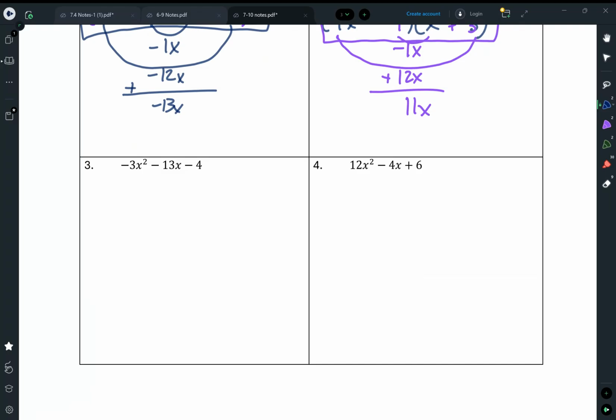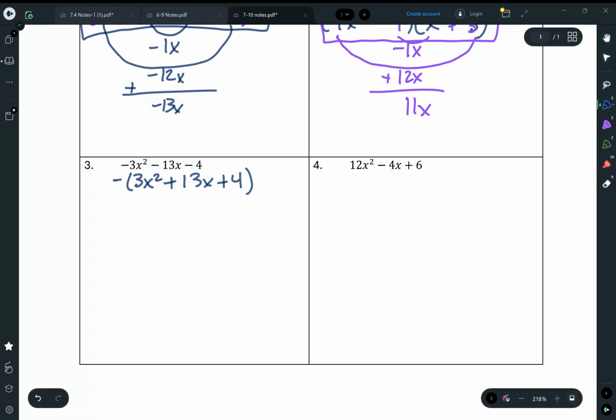So what I'm going to do is factor a negative out of everything. And that would make it a positive 3x squared, a positive 13x, and a positive 4. So now I can just look at factoring this part, and then I can just leave that negative sign kind of outside. So my final answer will be a negative and then 2 factors. That's how I'll be writing it. So that would be completely factored.